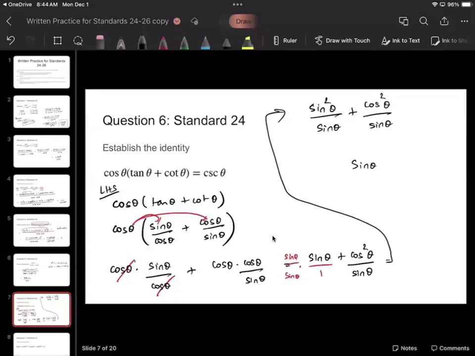Keep the same denominator, combine the numerator. You already know sine squared plus cosine squared is 1. So this is 1 over sine. 1 over sine is nothing but cosecant, which was the right hand side that we had to prove. Okay, so we started with the left hand side. We kept on simplifying it till we were able to show that that expression simplified to the expression that was already on the right-hand side.